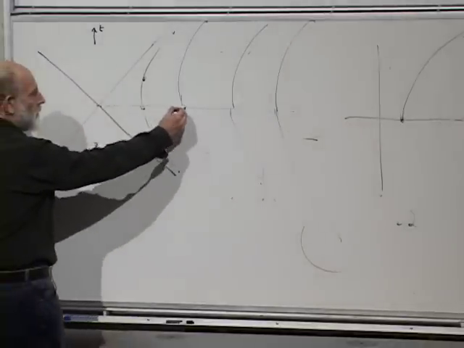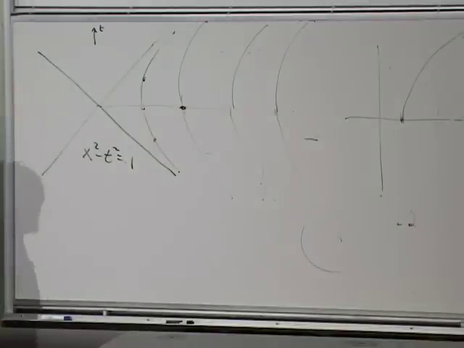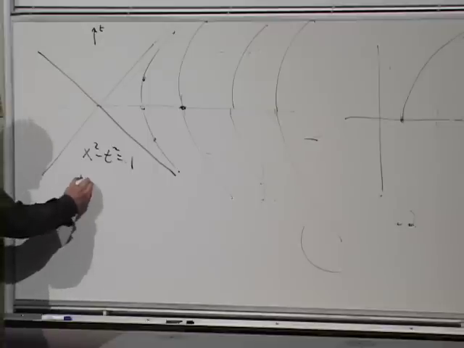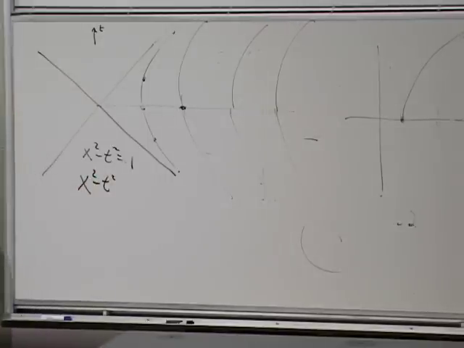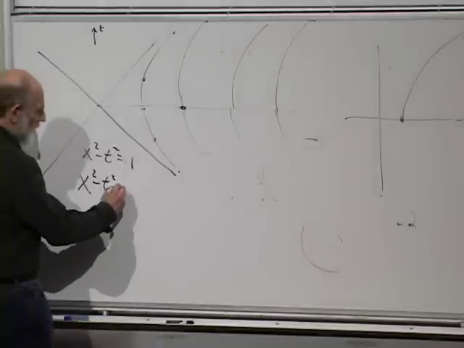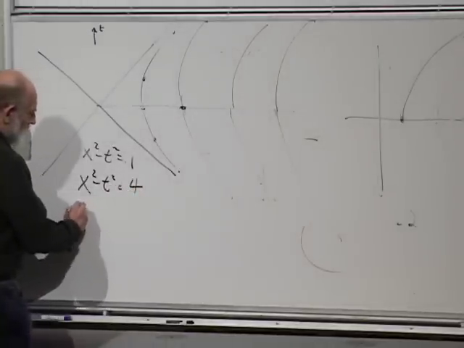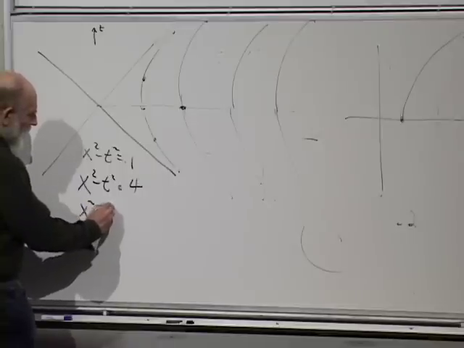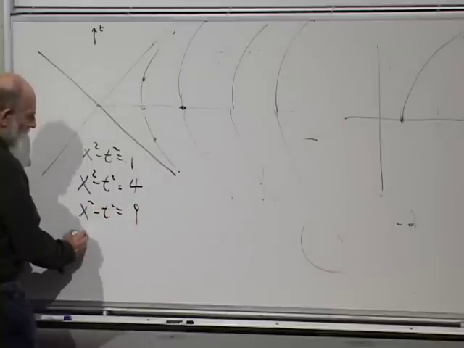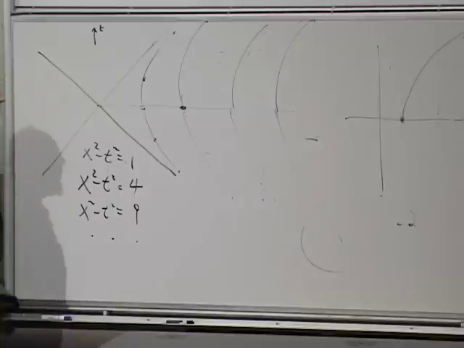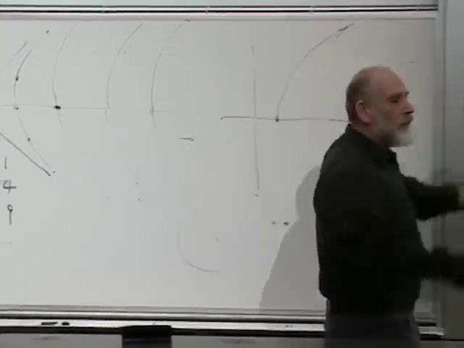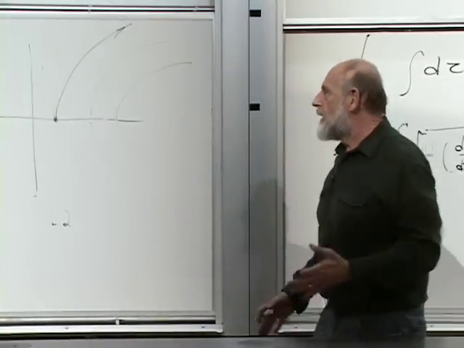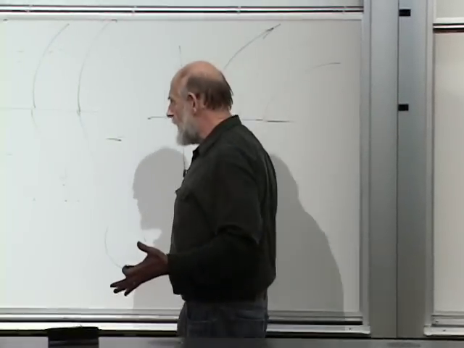What about the 2 meter stick? What's its equation? X squared minus t squared equals, what do you want to write? 4. 2 squared. X squared minus t squared equals 9, and so forth. Okay, that's a uniformly accelerated family, a family of uniformly accelerated ends of meter sticks.